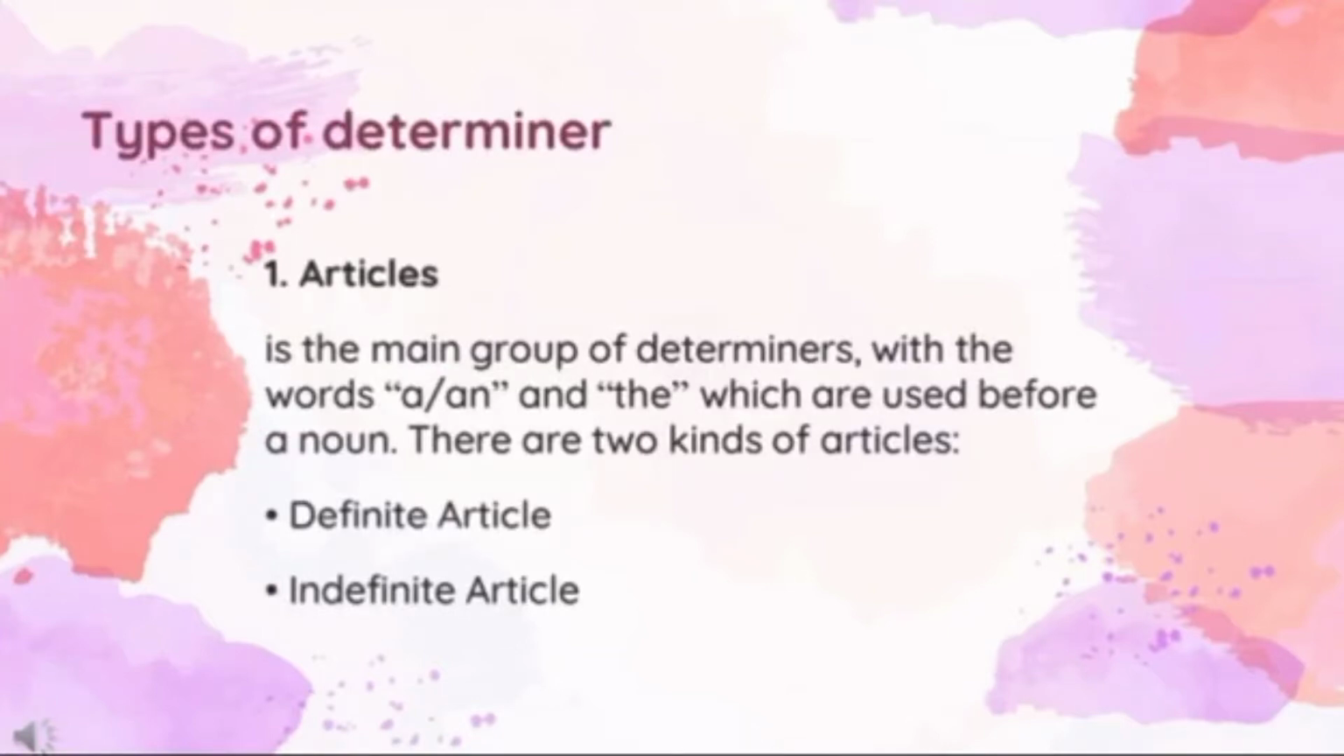Types of determiners. The first is articles. Articles is the main group of determiners with the words a or an and the, which are used before a noun. There are two kinds of articles. The first is definite article and the second is indefinite article.